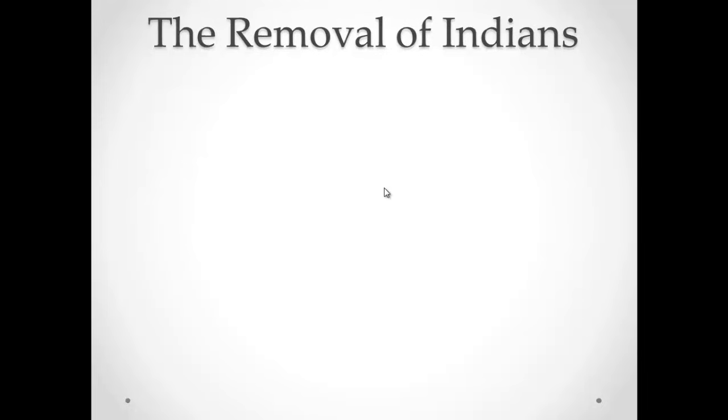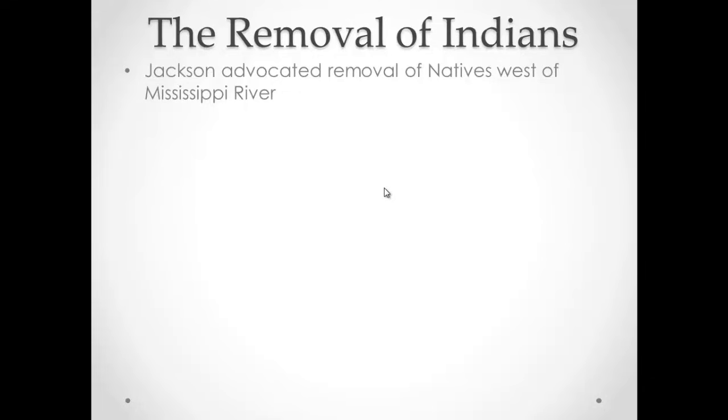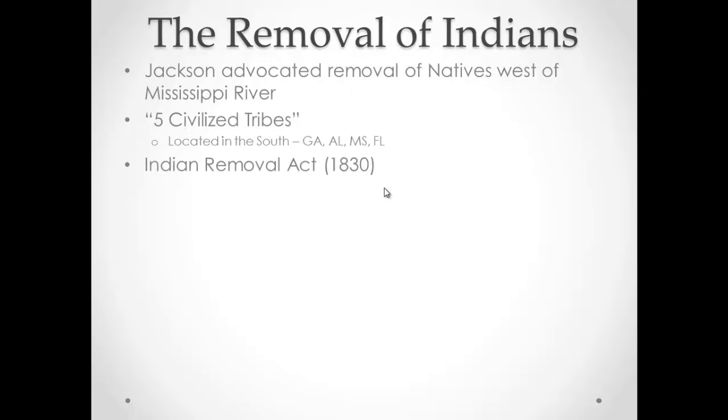All right, Andrew Jackson, one major thing associated with his presidency is the treatment of Native Americans. He advocated the removal of natives to the west of the Mississippi River. This is kind of seen as the beginning of this idea of manifest destiny. We also have five civilized tribes in the south and the southeast, including the Cherokee Nation. They're located in the south, predominantly in Georgia, Alabama, Mississippi, and Florida. And these are the tribes that Jackson wants moved out to the west. So we have the Indian Removal Act that is passed in 1830. And this is aimed to move southern tribes to the west of the Mississippi River.